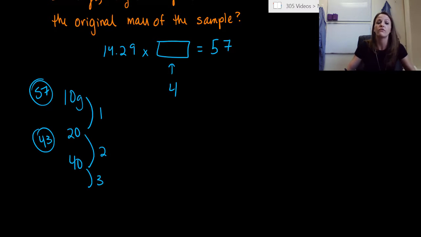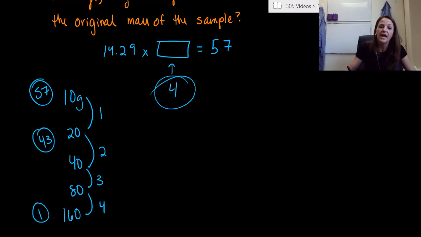Our third half-life, 40 times 2 gives me 80. We have to do this one more time because we have to do 4 half-lives. 80 times 2 gives me 160. So on day 1, we had 160 grams.